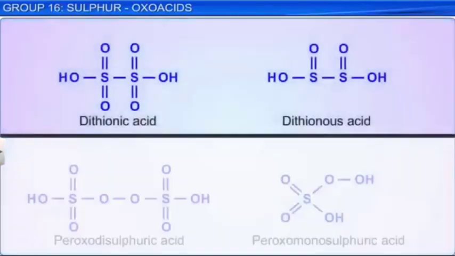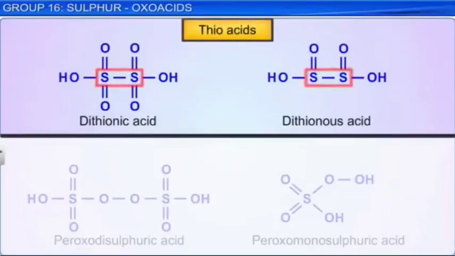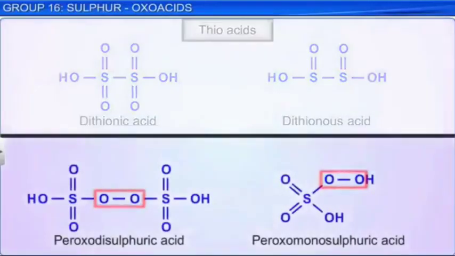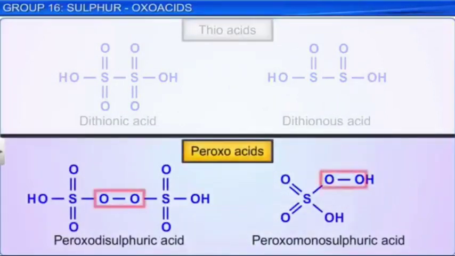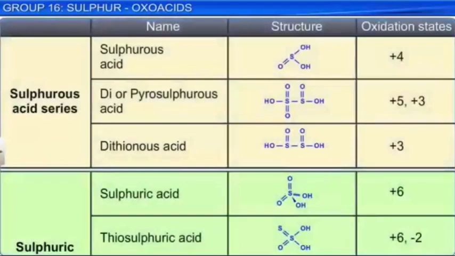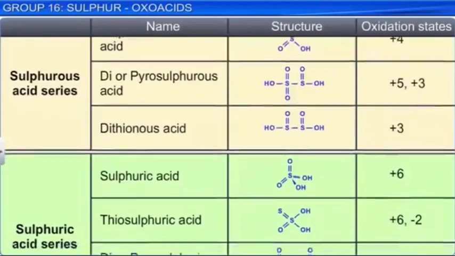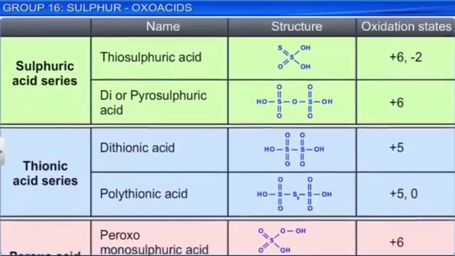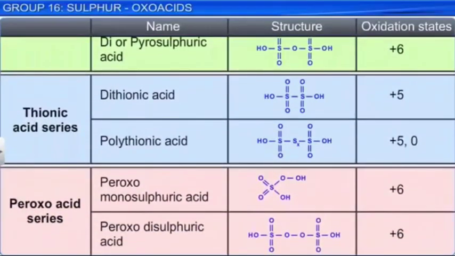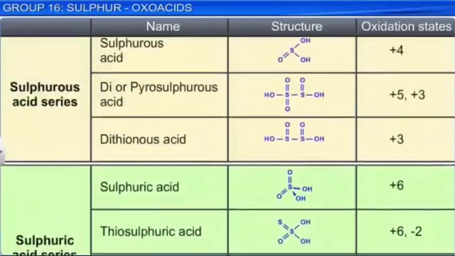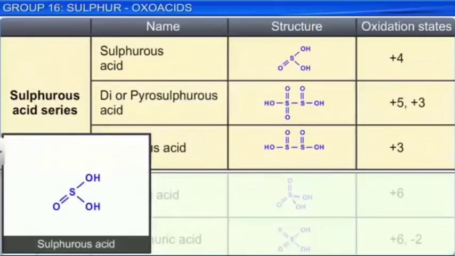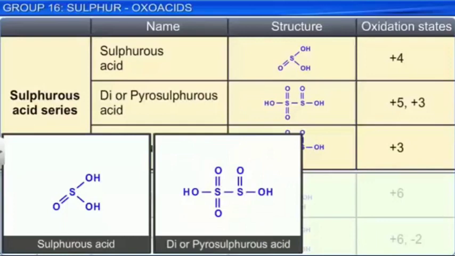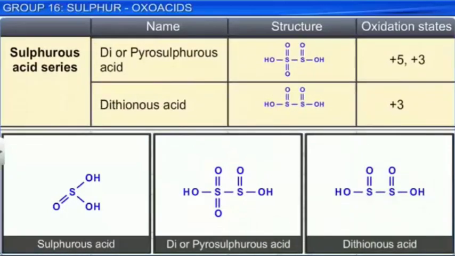Oxo acids with S-S linkages are called thioacids, while those with peroxo linkages are called peroxo acids. The table here shows the names, structures, and oxidation states of sulphur in its various oxo acids. As you can see, sulfurous acid, di- or pyrosulfurous acid, and dithionic acid are categorized under the sulfurous acid series.